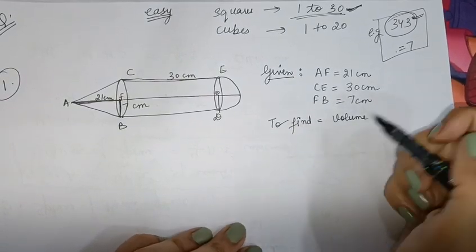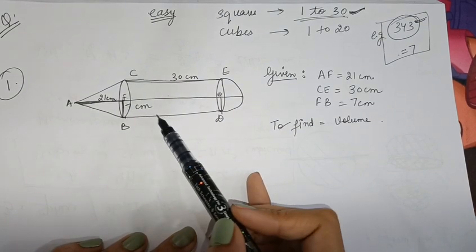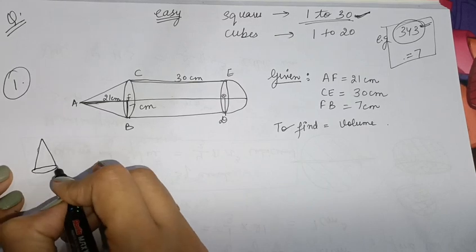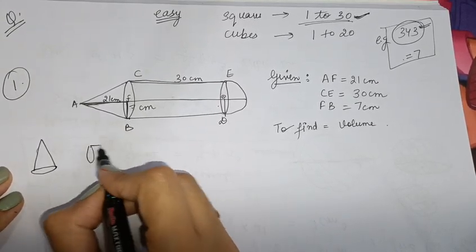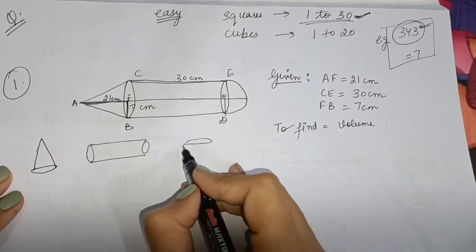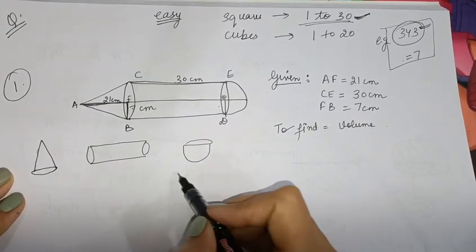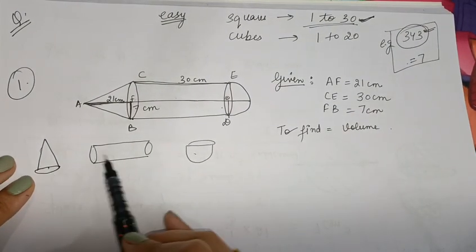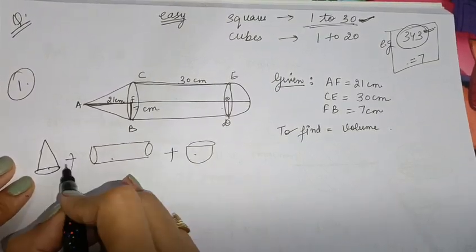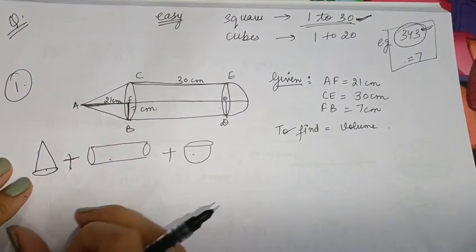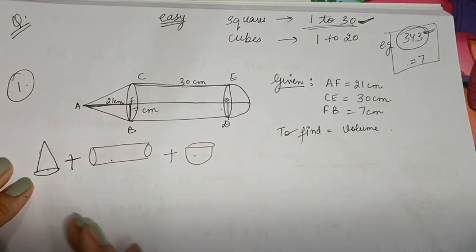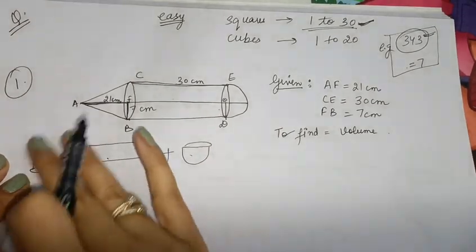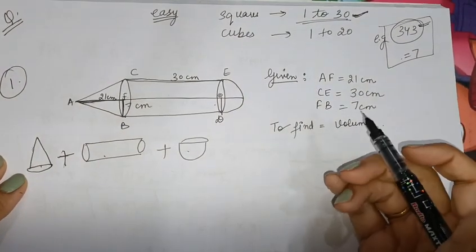As you can see, the given figure is a combination of three solids. First solid is cone, second one is cylinder, and third one is hemisphere. So if you have to find its volume, that means all the three volumes you have to add: volume of cone plus volume of cylinder plus volume of hemisphere. We'll not do it separately. We always try to do it all together by taking out common factors. Sometimes the calculations become very easy. So don't do it individually and add it, it will take a lot of time.